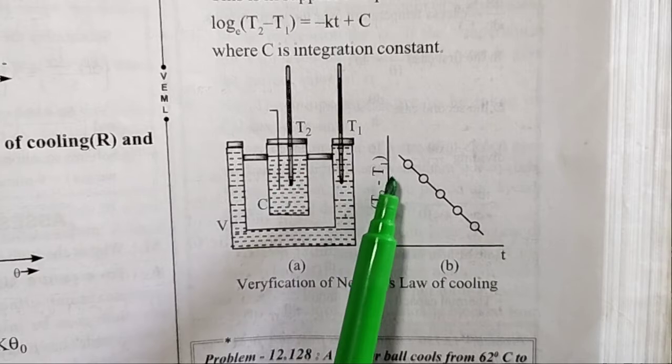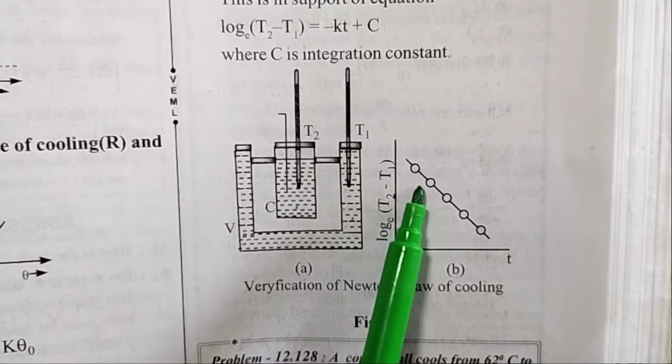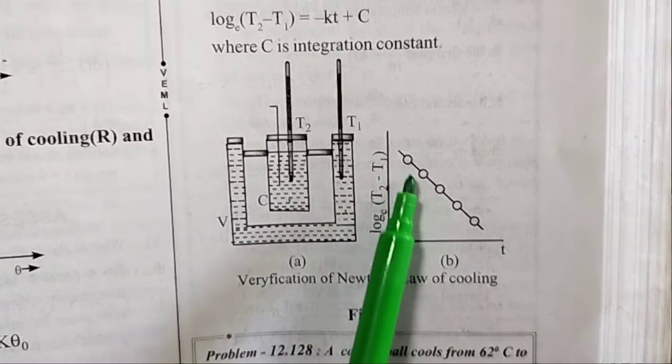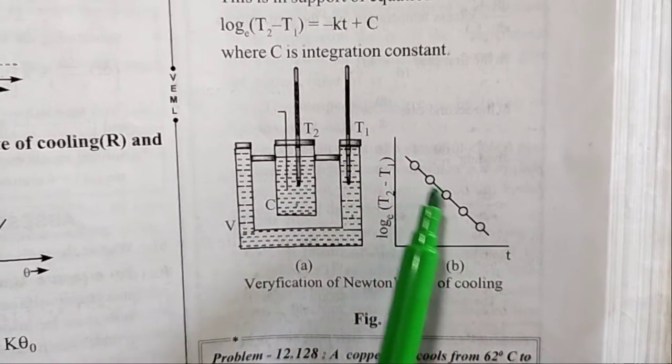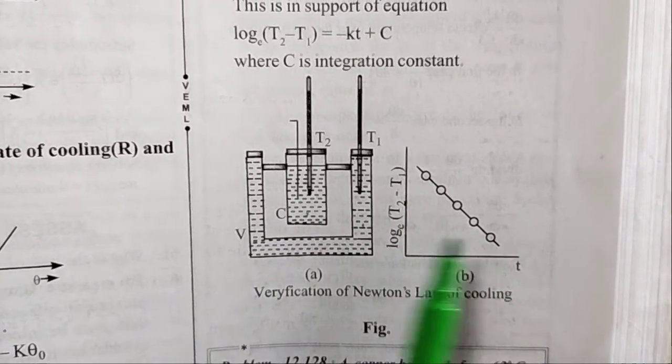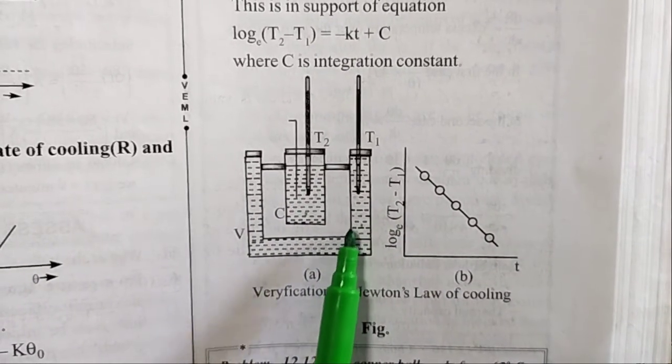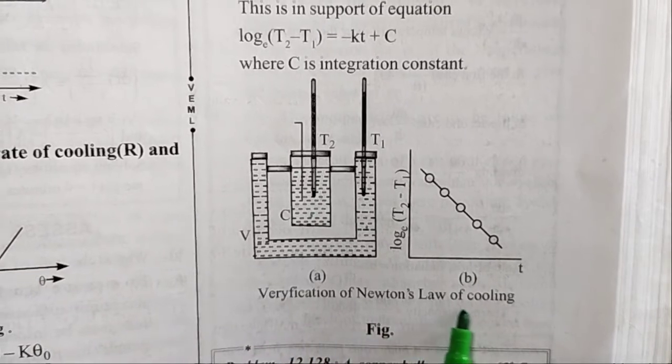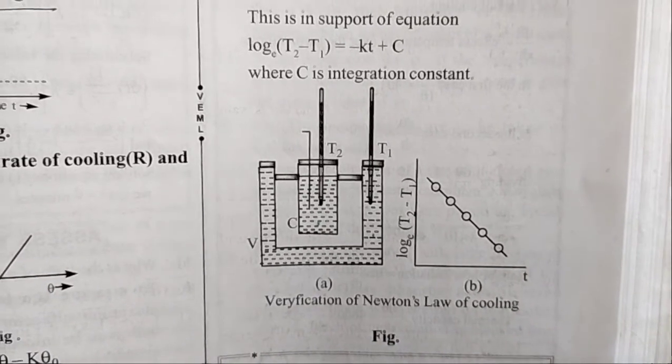What is our observation in this one? The graph decreases like this, so this is a negative slope. We know that very well: the negative slope indicates Newton's law of cooling. Therefore this experimentally proves the verification of Newton's law of cooling.